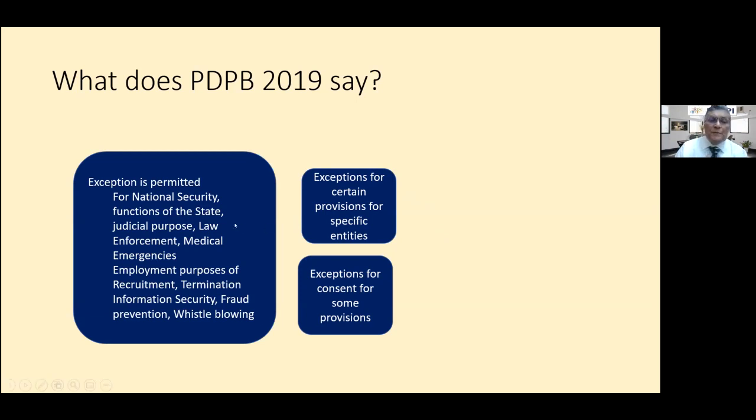For example, exception may be permitted for national security reasons. So if the organization which is doing forensics for national security purpose, maybe you don't have to worry too much about the consent. For the functions of the state, exceptions are available, for agencies which are specifically permitted for that. For judicial purpose, exceptions are there. Law enforcement purpose, there are exceptions. Medical emergencies, employment purposes in terms of recruitment, termination, and even evaluation during the employment. Then information security is a special category for which exclusion is provided for consent.